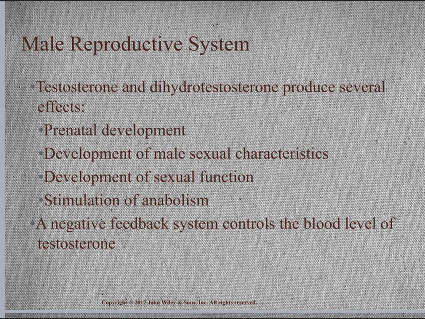Before we start getting into detail some of our other structures, let's look at our summation of the male reproductive system. So some of our hormones, testosterone and dihydrotestosterone, produce several effects that we have talked about before. One, that prenatal development, so the enlargement of the male signaling in utero of those male sex organs that are the penis and the testes. We deal with development of those male sexual characteristics, development of sexual function with testosterone, and stimulation of anabolism.